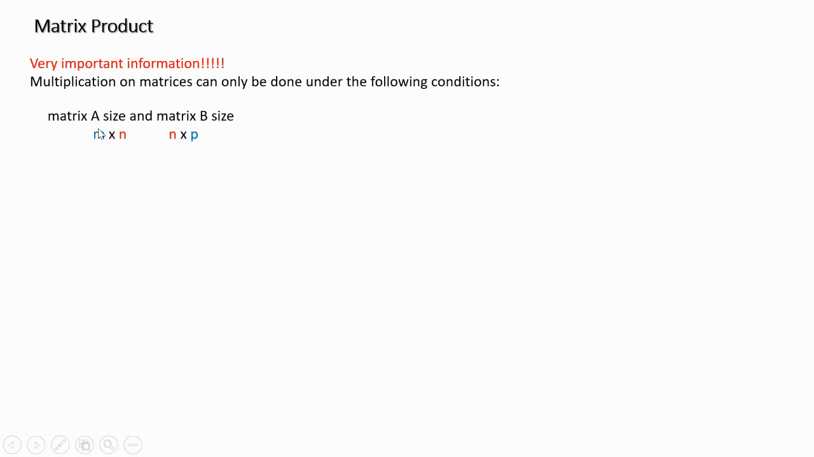If matrix A, right, this is matrix A, is an m by n matrix, this can be any numbers. But matrix B has to be an n by p. In other words, the two in the middle must be the same, must match in order for you to do the operation. If these don't match, then it cannot be multiplied. And the answer is going to be the outer numbers. It's going to be an m by p matrix.